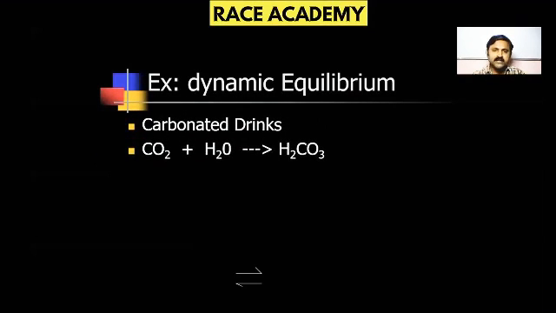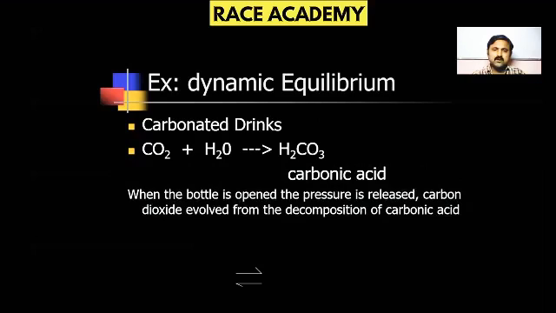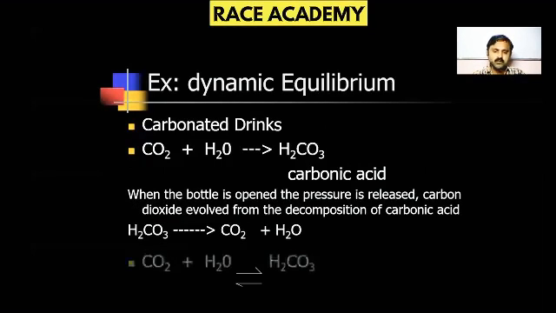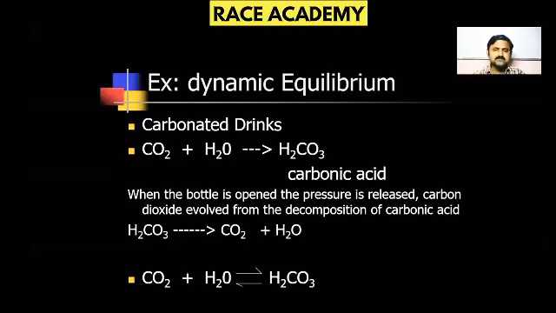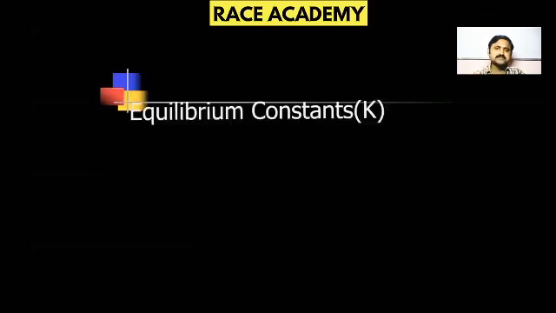An example of dynamic equilibrium is carbonated drinks. Carbon dioxide and water give carbonic acid. When a bottle is opened, the pressure is released, and carbon dioxide evolves from the decomposition of carbonic acid. So H2CO3 gives CO2 and water. See this chemical reaction, it's a reversible reaction, and a dynamic equilibrium is established.